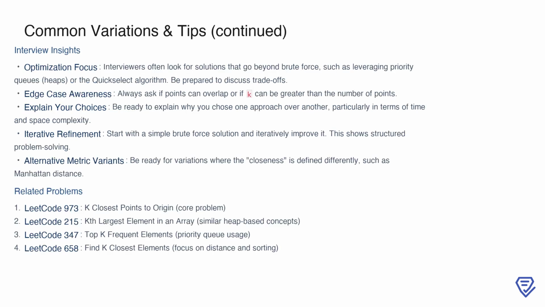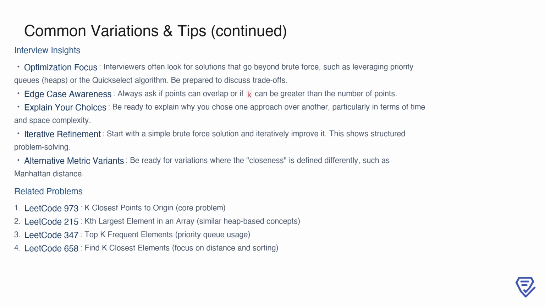From an interview perspective, optimization is often a key focus. Interviewers want to see that you can go beyond brute force solutions. For this problem, using a priority queue or the quick select algorithm demonstrates a deeper understanding of efficiency. It's also important to clarify edge cases at the outset, such as whether points can overlap or if k might exceed the number of points. This shows that you're thinking critically about the problem.